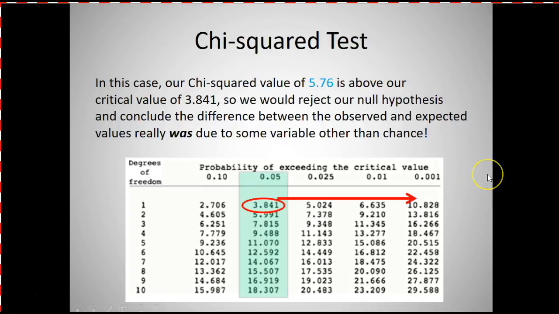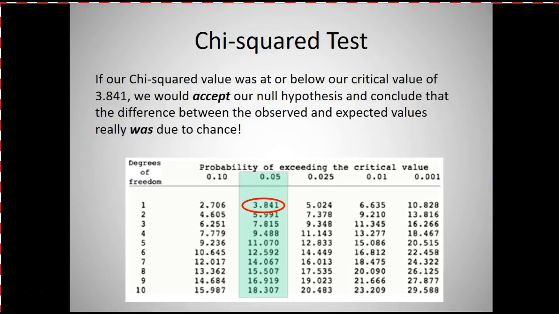All right, 5.76 is above our critical value of 3.841. So I'm rejecting my null hypothesis. The difference between the observed and the expected values was due to some other variable other than chance. Maybe I was not applying the same amount of force, or maybe it was landing on a different part of the table each time. If our chi-square value happens to be below or at our critical value of 3.841, I would have accepted the null hypothesis and concluded the differences between those two values were really just due to chance.